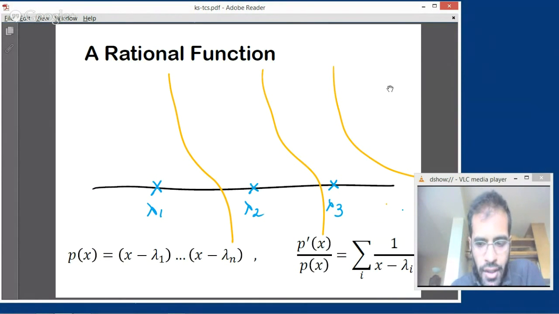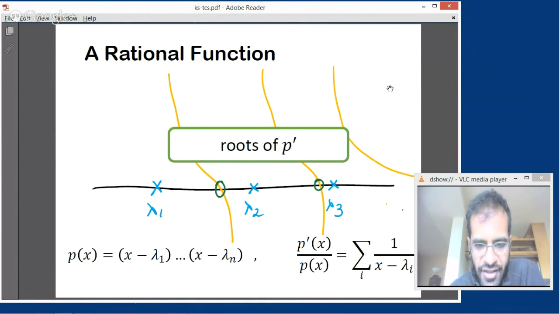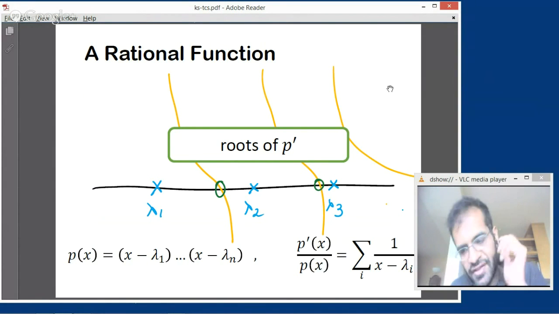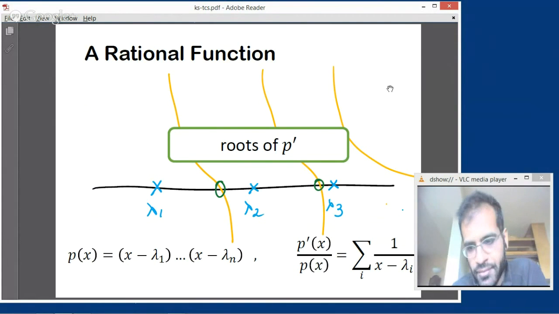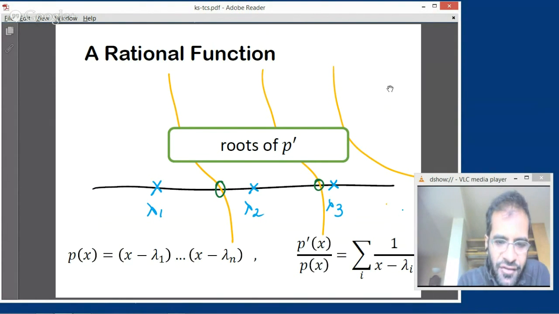Okay? Now, I can read the roots of p prime off from this rational function. Okay, so if I look at the places where p prime over p is equal to 0, those are the roots of p prime. That's because the roots of p have multiplicity 1, so p prime and p don't share any roots. So the intersection points of these curves with the real line are the roots of p prime. Okay, great. Now, this actually already proves to me that p prime interlaces p, by the way, right? So it's clear that in each of these intervals, as this rational function goes from plus infinity to minus infinity, it intersects the real line exactly once. So I just proved to you that p prime interlaces p.